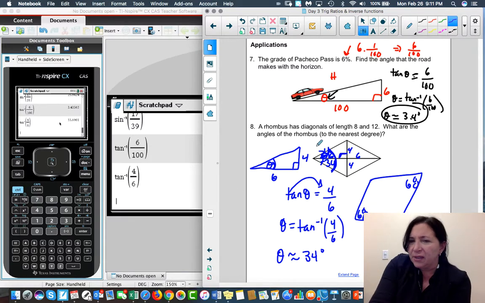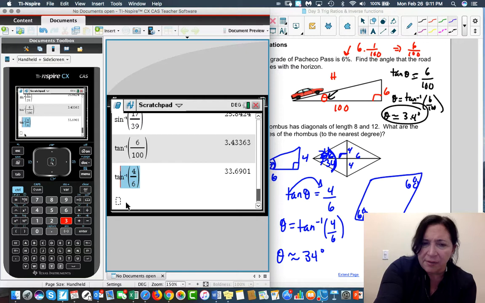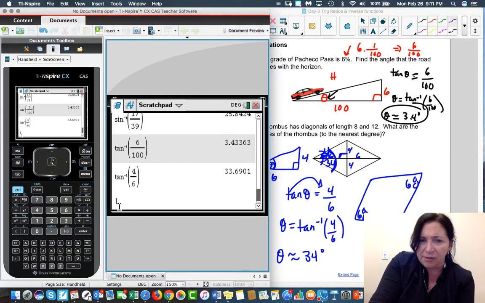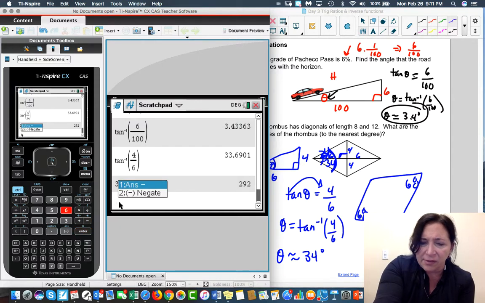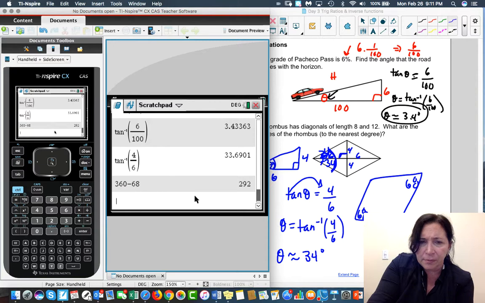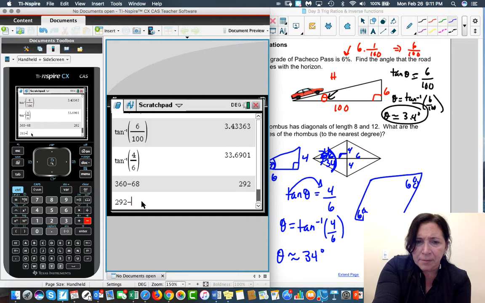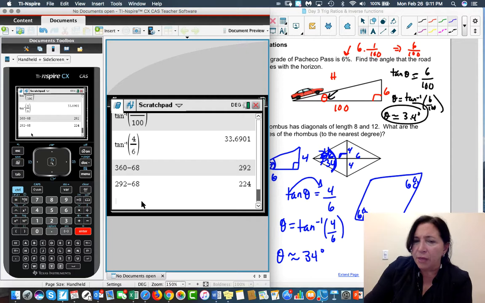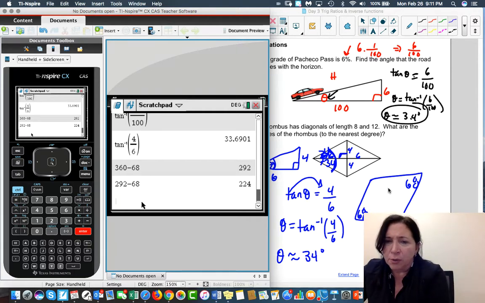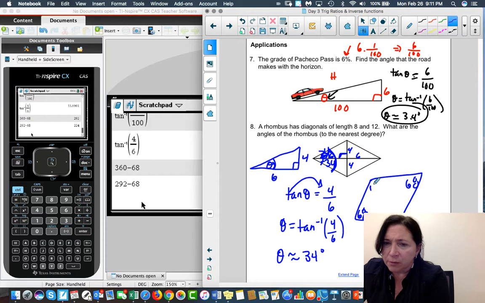And keep in mind, it is a rhombus, so the sum of the angles, because it is four-sided, is 360 degrees. So we're going to subtract 68 and get 292, minus 68 again, and I get 224, which means the other two angles share 224, which means this is 112 here, 112, and this is also 112.